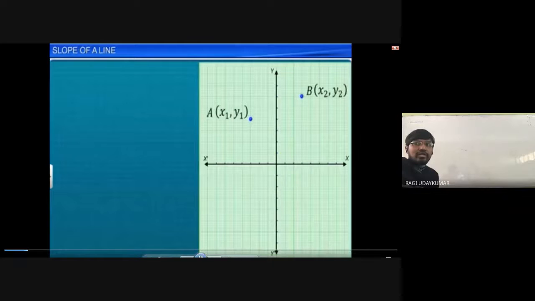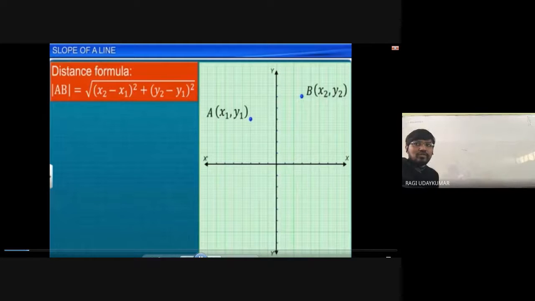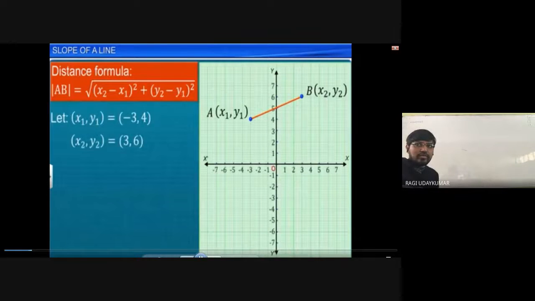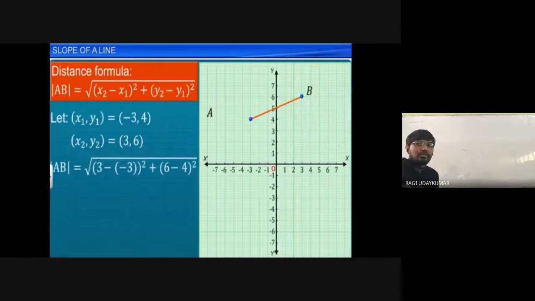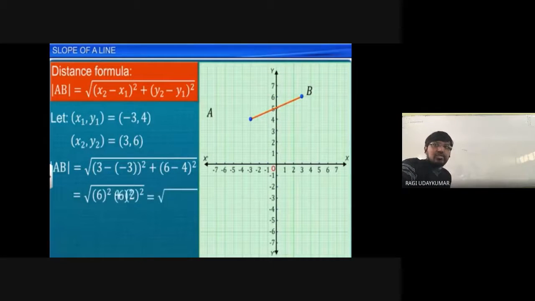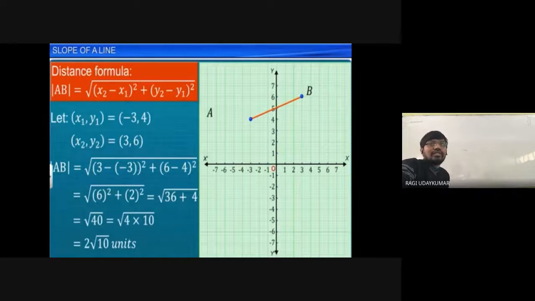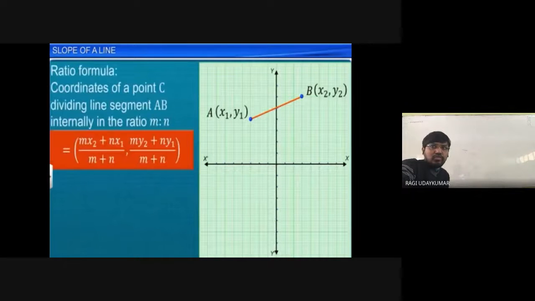If you take any points A (x1, y1) and B (x2, y2), the distance between the two points formula you already learned in 10th class: root of (x2 minus x1) whole square plus (y2 minus y1) whole square. Suppose you consider x1, y1 as (minus 3, 4) and x2, y2 as (3, 6). You can take any point as x1, y1 and any point as x2, y2; it is not mandatory to take the first point only as x1, y1. On simplification, you get root 40, that is 2 root 10 units. This is the distance between the two points.